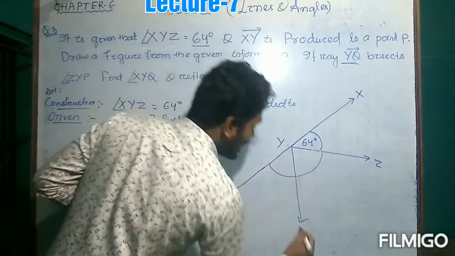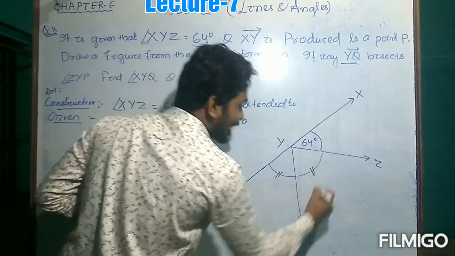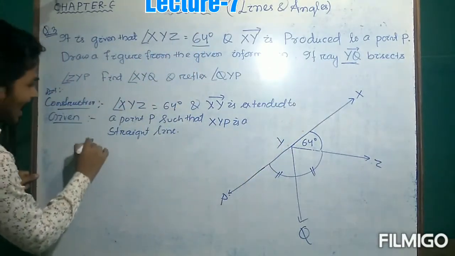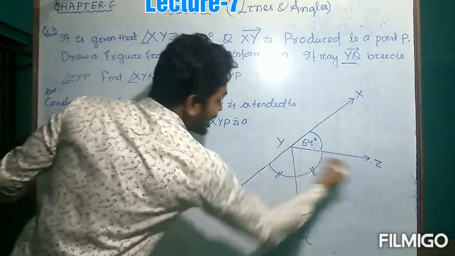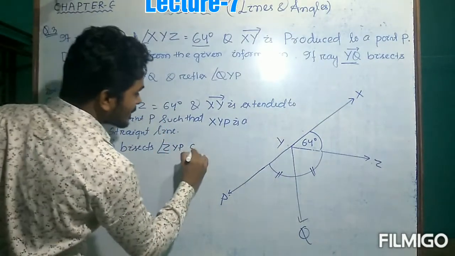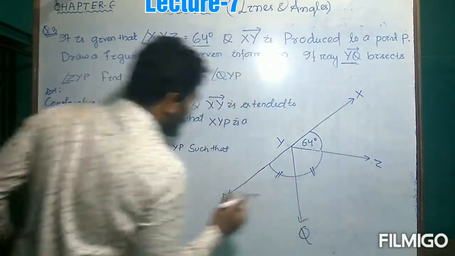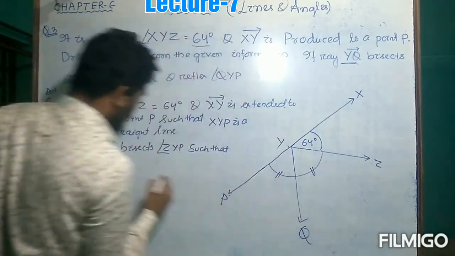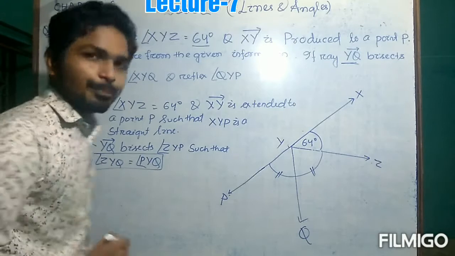Okay. By the ray YQ. Understood? So this angle and this angle must be equal. The reason is YQ is the bisector. So, YQ ray bisects angle ZYP. So the two angles ZYQ and PYQ must be equal. Yes or no? Yes. Because these two halves are equal.